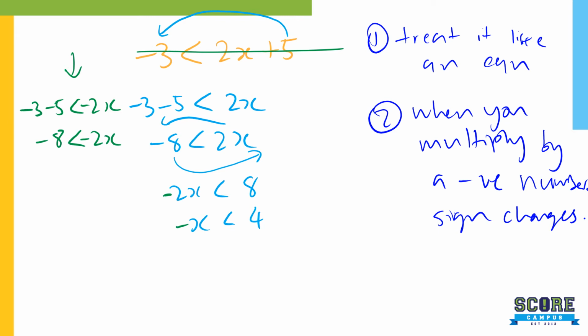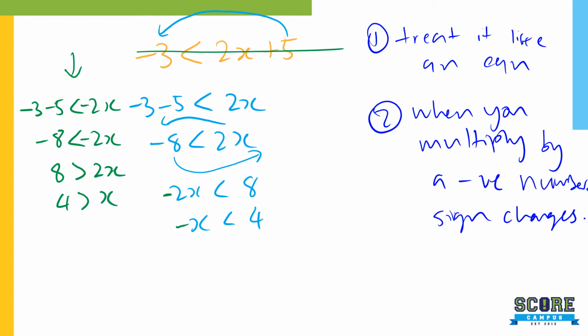Now you want to get rid of the minus sign. To get rid of the minus sign, you need to times by minus, right? When you need to times by minus, the sign changes. 8 greater than 2x. As long as you're going to times or divide by a minus sign, the sign changes, and that's it. So 4 greater than x.